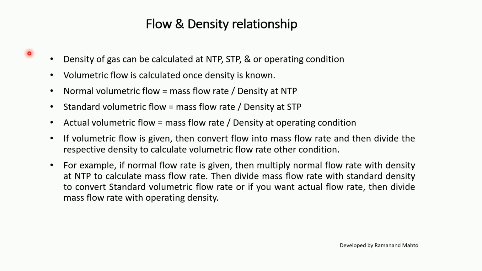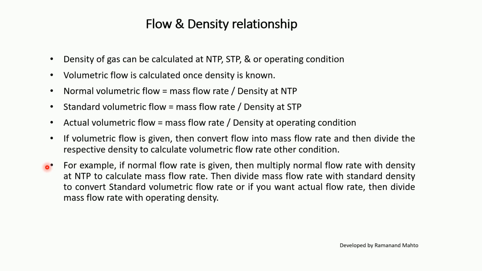So now what is the relation between the flow and density? Density of gas can be calculated at NTP, STP and or any operating condition. Volume flow is calculated once density is known. Normal volumetric flow rate is equal to mass flow rate upon density at NTP. Similarly, standard volumetric flow rate is equal to mass flow rate upon density at STP. Actual volumetric flow rate is equal to mass flow rate upon density at operating condition. So if volumetric flow rate is given, then convert flow rate into mass flow rate and then divide by the respective density to calculate volumetric flow rate at other condition.